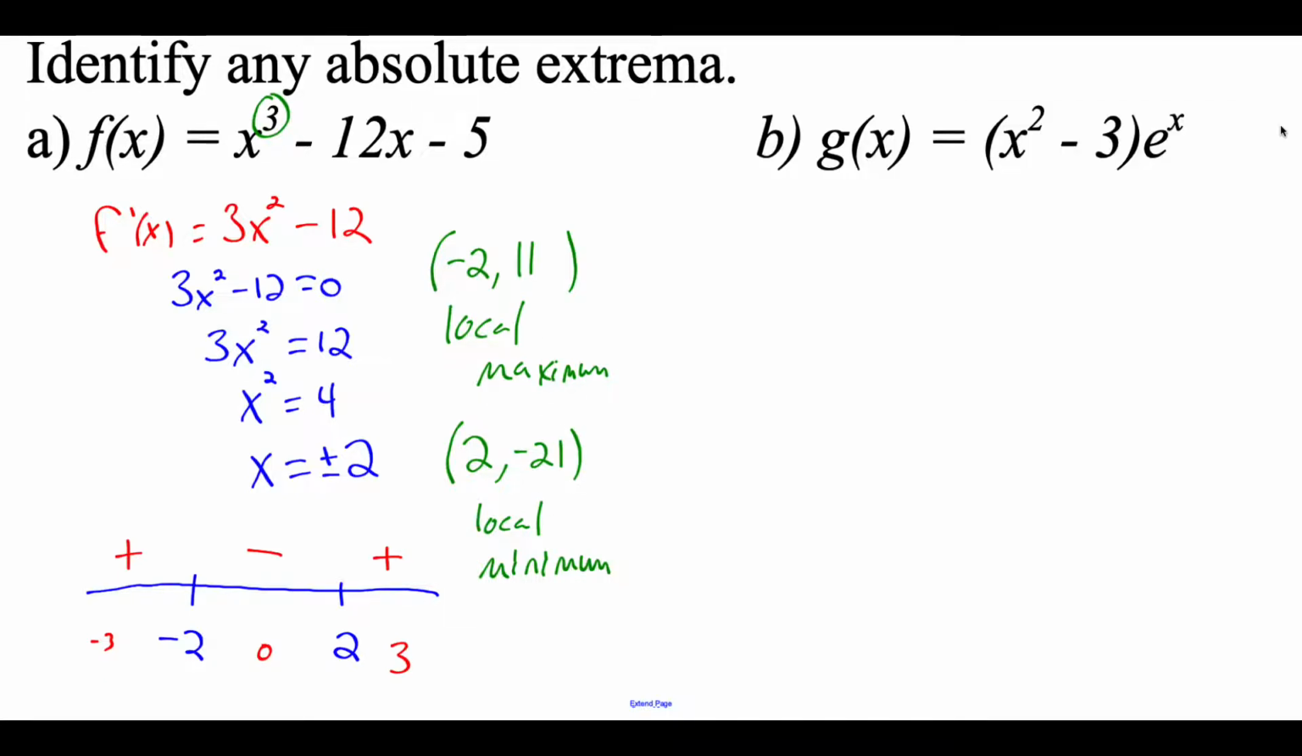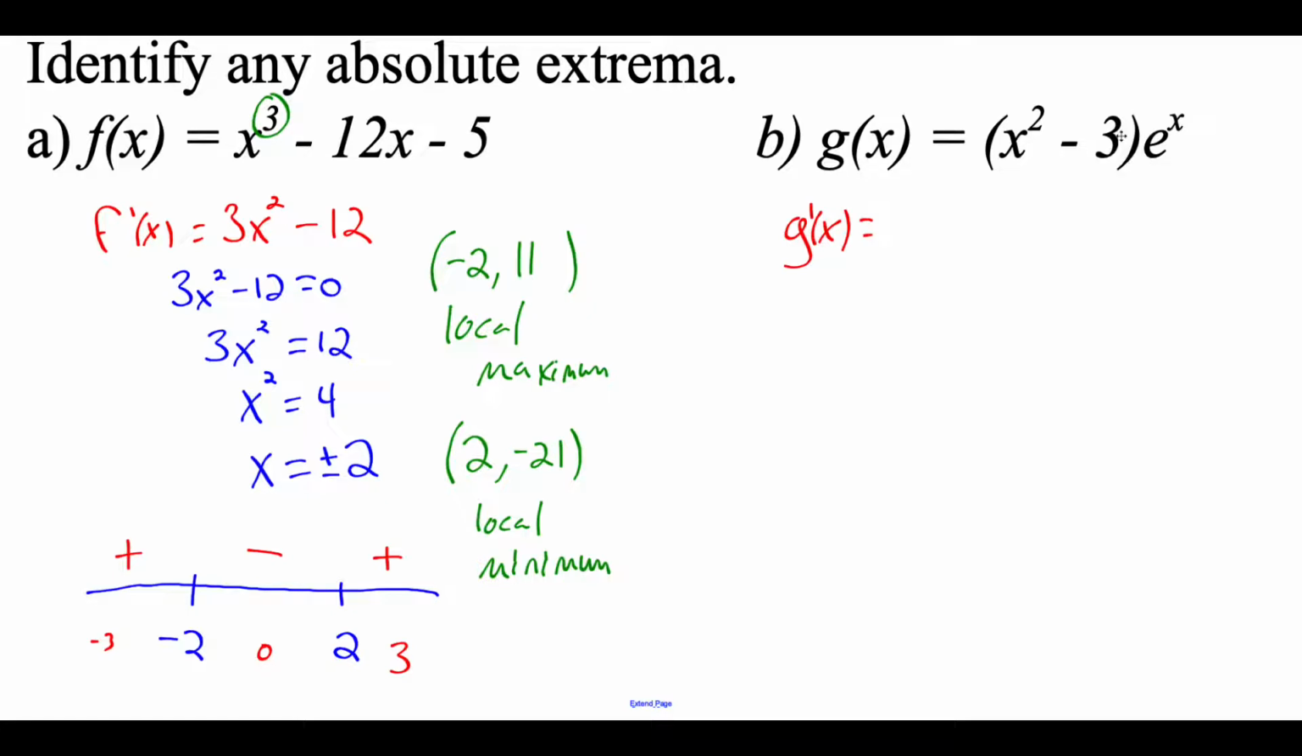Now if we take a look at this function, we've got g of x equals x squared minus 3 times e to the x. Now this function is also going to be differentiable for all real numbers. So just like we saw on the last one, the only possible critical points are going to be at the zeros of the derivative. So the first thing we have to do is find the derivative of this function.